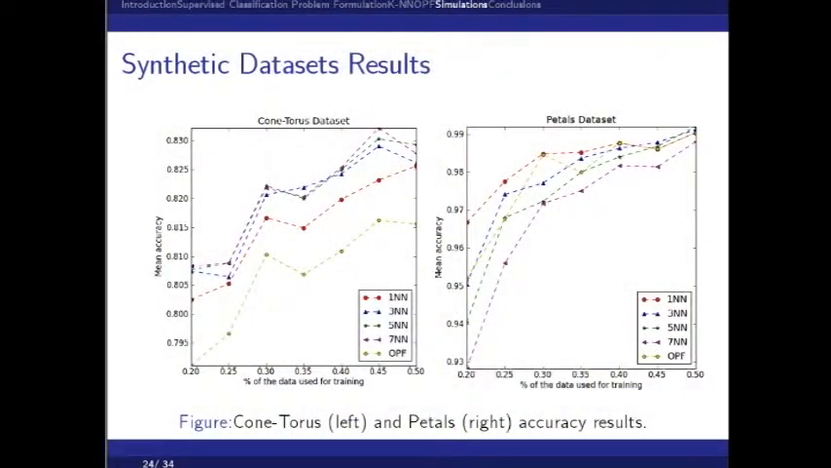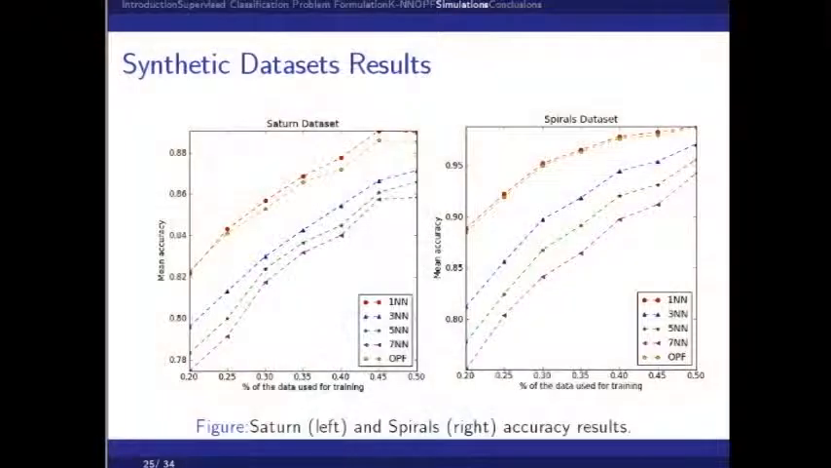Again, we can see that OPF and 1 nearest neighbor have similar behaviors, and sometimes they even achieve better results than 3NN, 5NN, and 7NN. Here again, the same behavior, OPF and 1 nearest neighbor. Again, in these simulations the accuracy results are very similar, with 1 nearest neighbor always being slightly better.